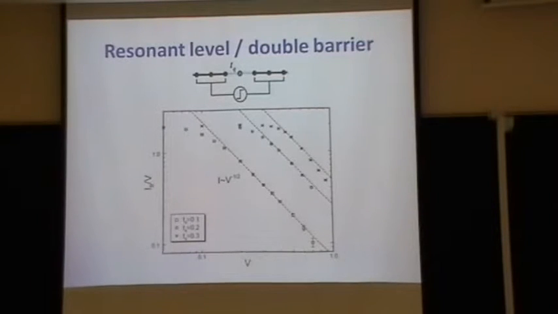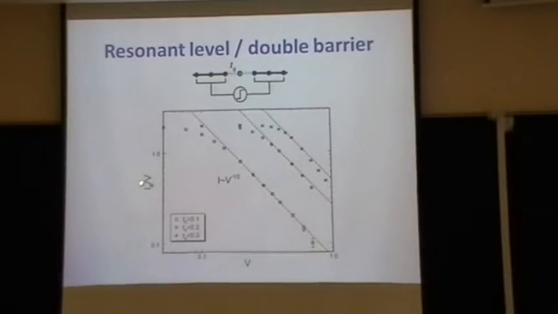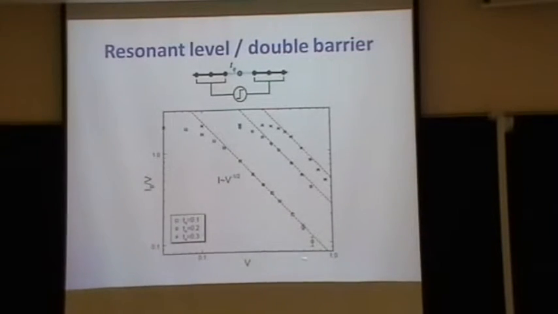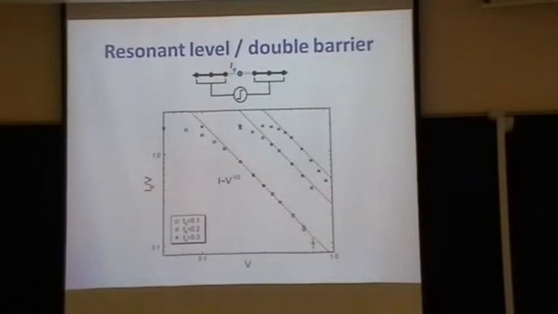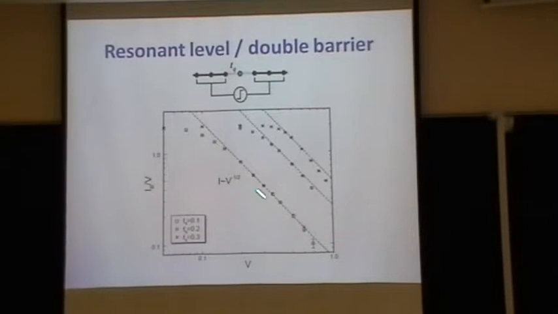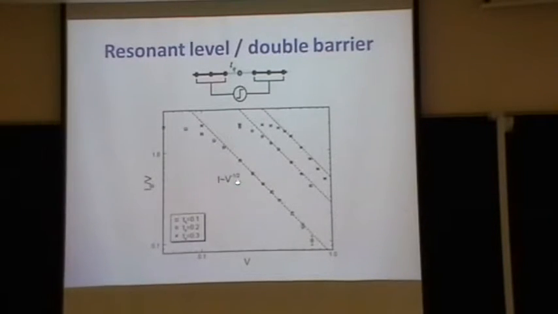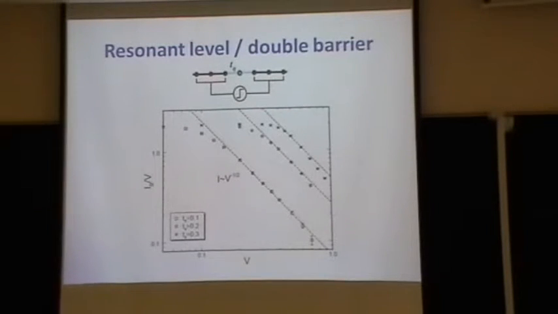We don't have a Bethe ansatz solution to compare with here. So what we do is we plot I divided by V as a function of V, and we compare with the field theoretical solution using bosonization. And we see that the scaling goes as V to the minus 1/2, which is what you actually expect from the theory. It's really nice.